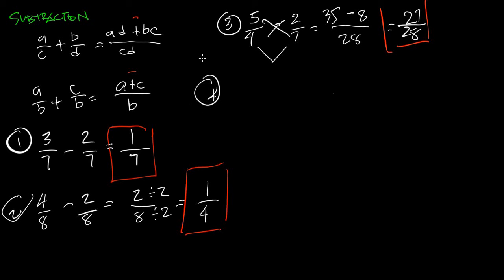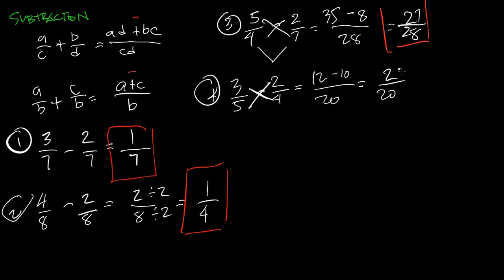Sample number 4. 3/5 minus 2/4. Okay, magkaiba ulit sa denominator. Pag multiply nyo lang, that will be equal to 20. 3 times 4 is 12. Then 5 times 2 is 10. So we have 2/20. Then, pwede pa natin siyang ma-reduce by getting the GCF. So we have 1/10.